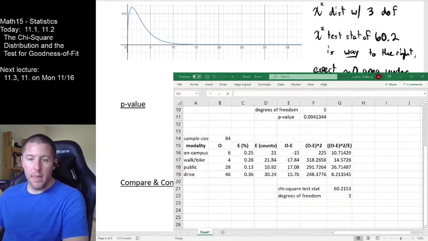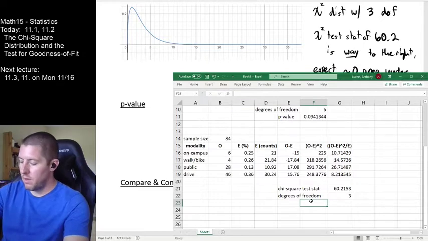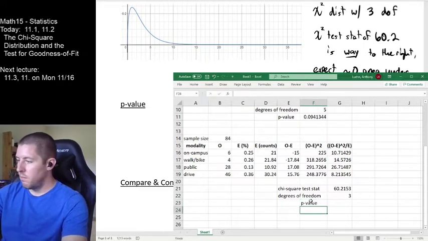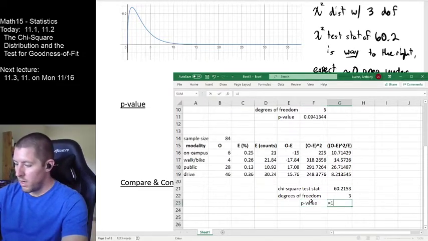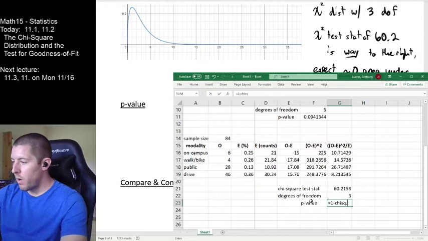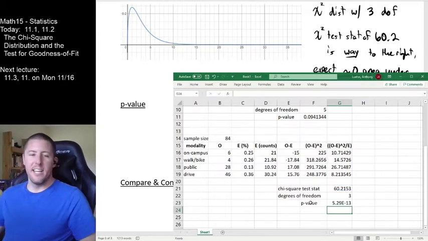Right, so we had that 60.2. I'm going to compute our p-value here to be equals 1 minus. I know it's going to be 1 minus. I'm going to look for that right tail, our more extreme situation. Chi-square dot dist. What am I putting in? I'm putting in my chi-squared test statistic, which I have in cell G21. I'm putting in my number of degrees of freedom, which I have in G22. Cumulative will always be true.